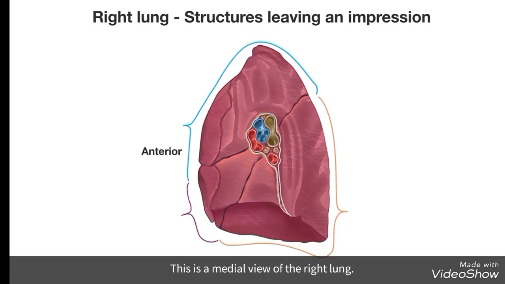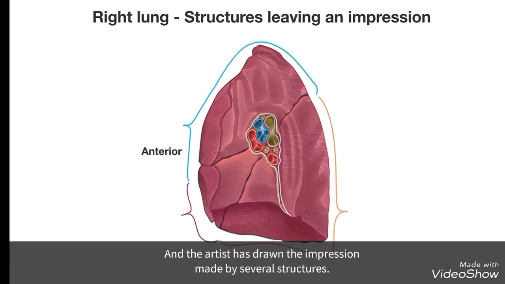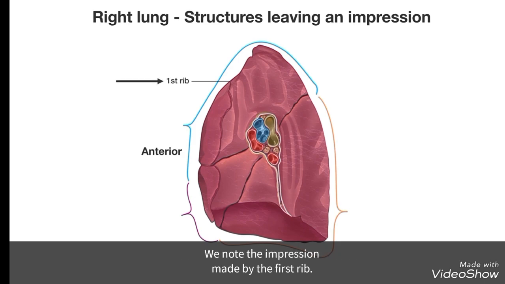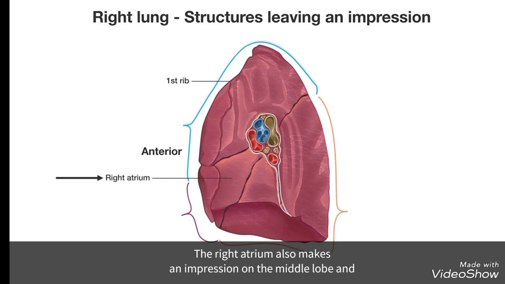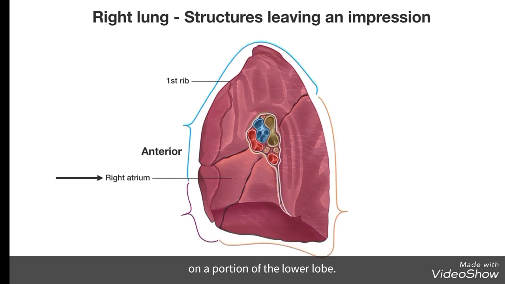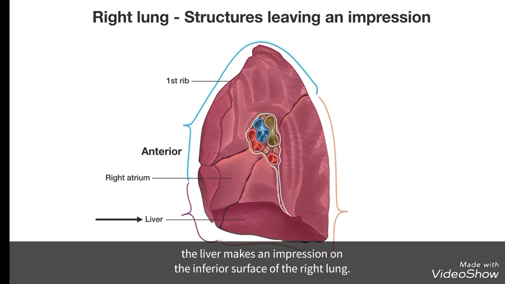This is a medial view of the right lung, and the artist has drawn the impression made by several structures. We note the impression made by the first rib, and this reminds us that the lung extends above the first rib into the neck. The right atrium also makes an impression on the middle lobe and on a portion of the lower lobe. Through the diaphragm, the liver makes an impression on the inferior surface of the right lung.